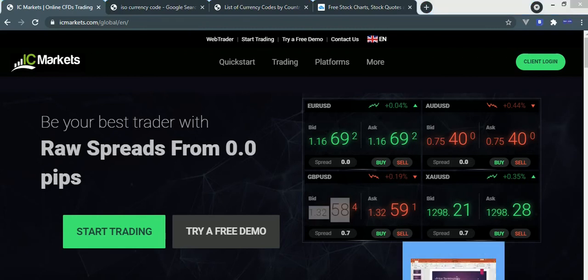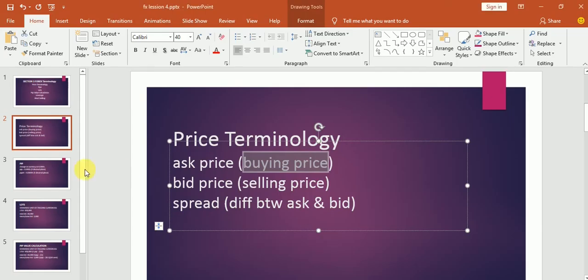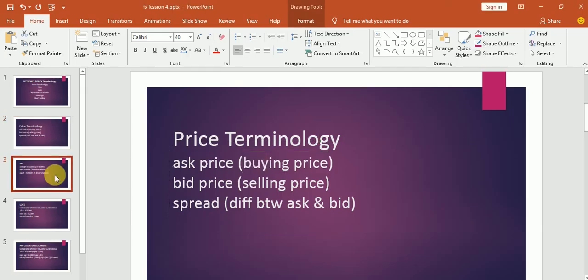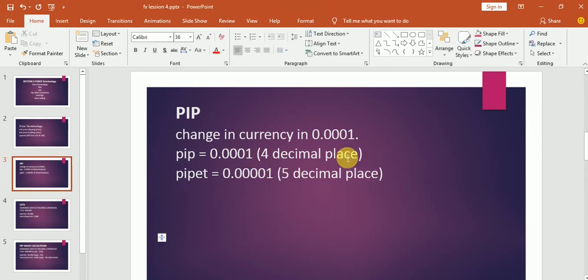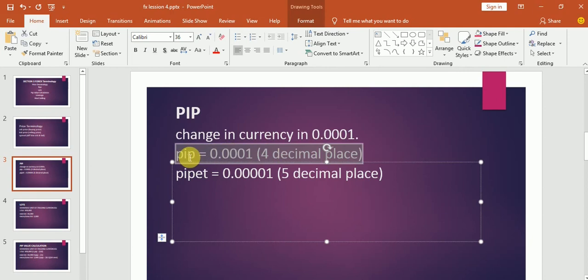There are a lot of other terminologies you want to look into. This one is the Pip. We call Pip the change in the currency in 4 decimal places, which is 1, 2, 3, 4. We say that a Pip is equal to 4 decimal places and a Pipette is the 5th decimal place, but most of the time we use Pip. Why do you need to know this? Let me move to our trading platform.